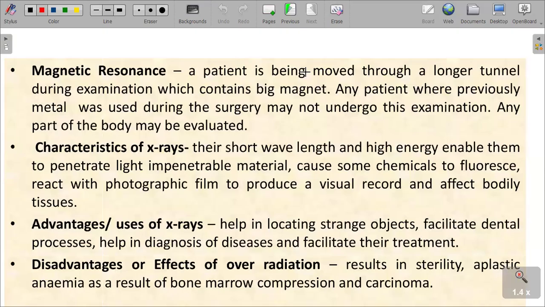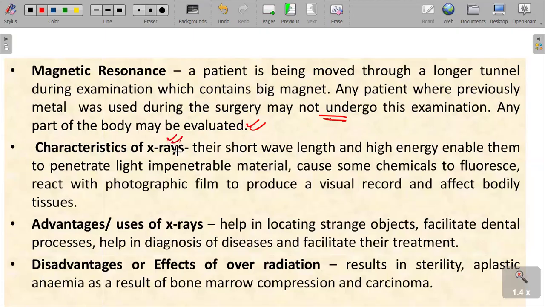So what we are saying is that any patient who previously had metals in their body, or who previously got stitches which are metallic, used during surgery, may not undergo this examination. They cannot undergo this examination. Any part of the body may be evaluated when a person goes through a magnetic resonance process, which is a form of checking through the whole body. It can evaluate the whole body. However, it is not accepted for people who have metals in their bodies.